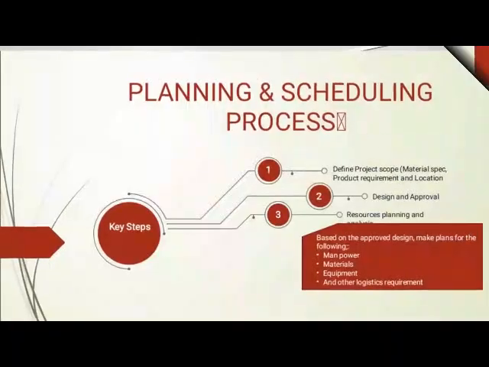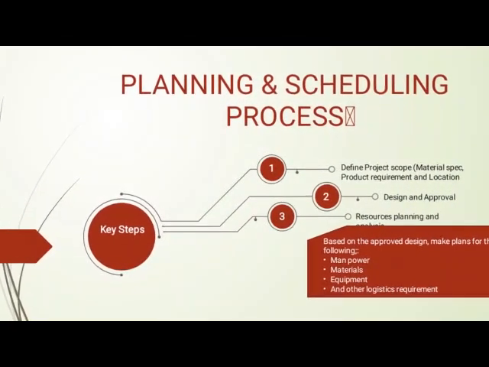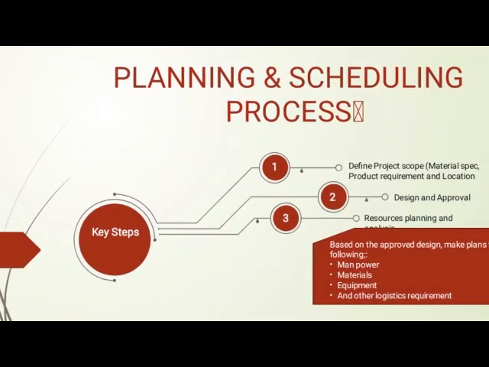The third step is resource planning and analysis. Now that the design has been approved, the next thing is to figure out, from your design, what resources are actually required to ensure you properly complete the construction. The resource can be in the form of manpower, material resources, equipment, and the tools that are necessary for construction. So after your design, the next step is to plan your resources.